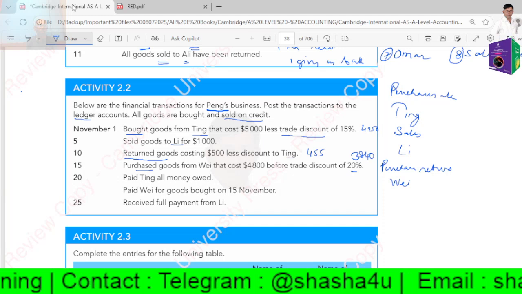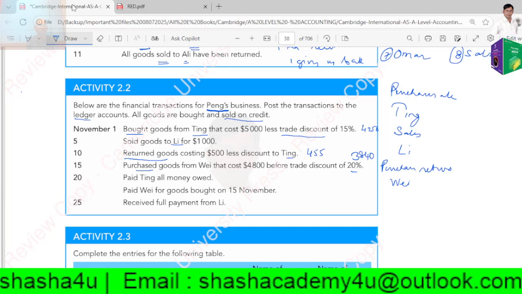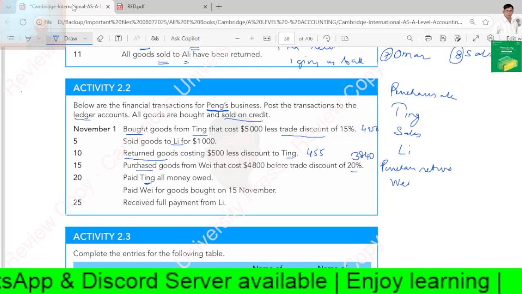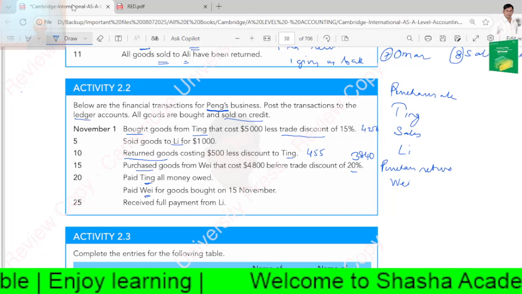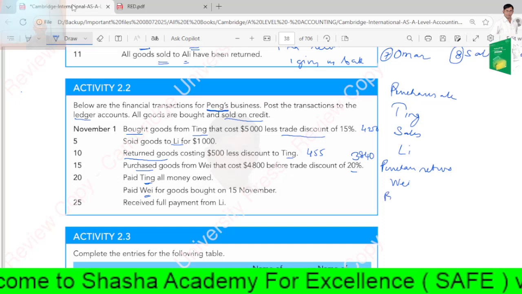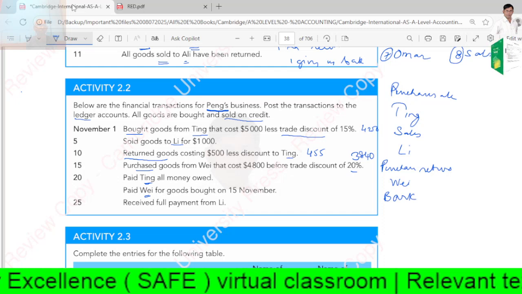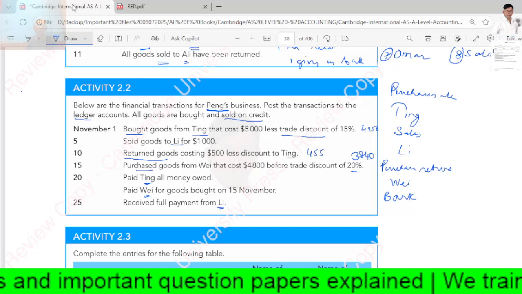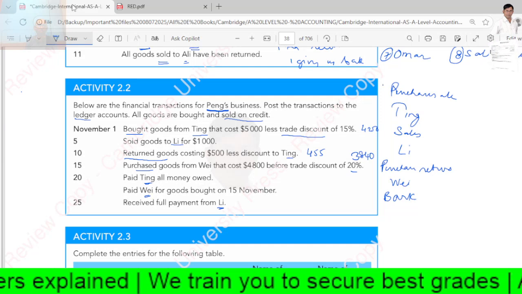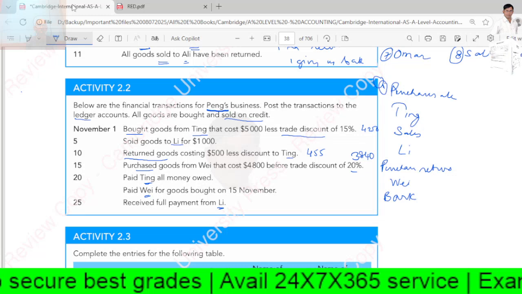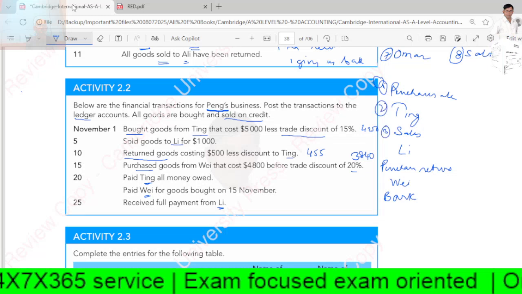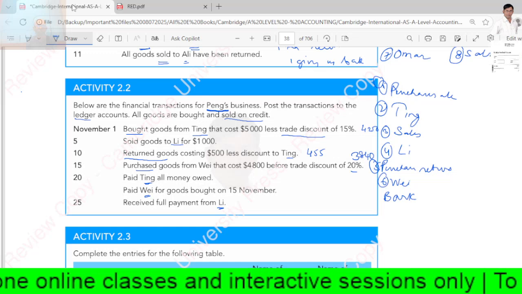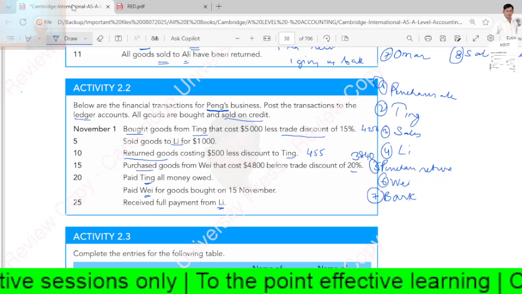Paid Ting all money owed. Whatever money you have owed, you have to pay to Ting. Paid V for goods bought on 15th November. You already paid V also. Which account will be there? Bank account. We have to open the bank account also. Received full payment from Lee, which will also be recorded in the bank account. So how many accounts should we open? 1, 2, 3, 4, 5, 6, 7. We have to open 7 accounts.